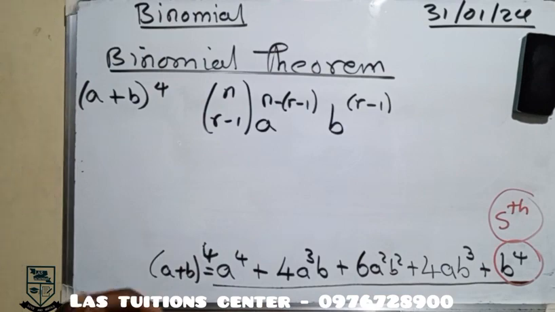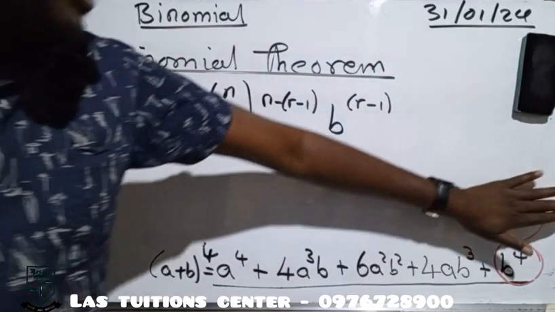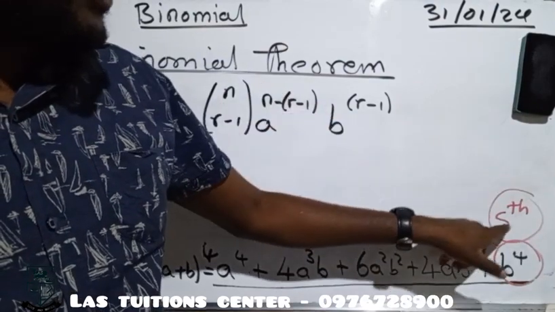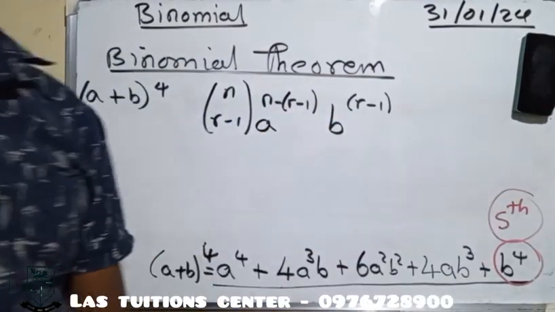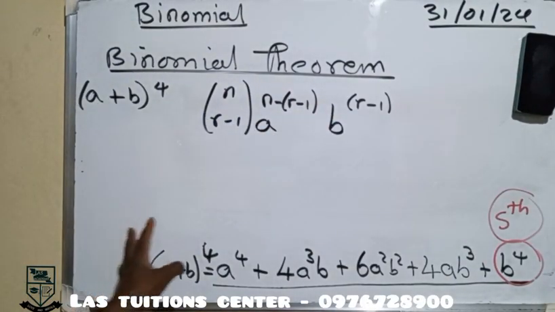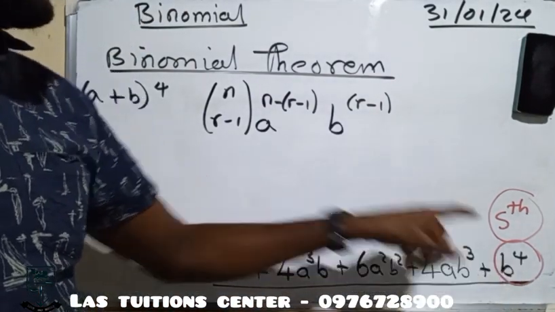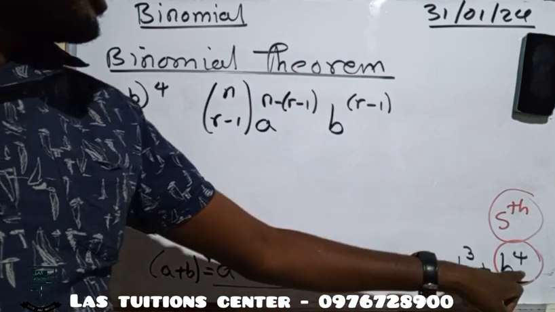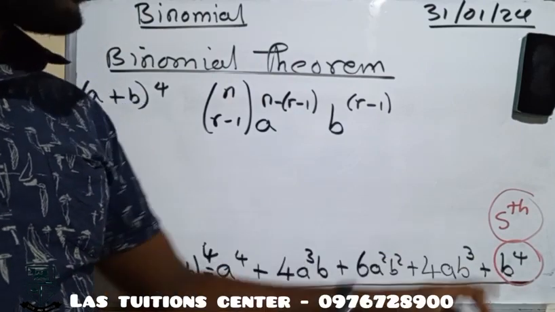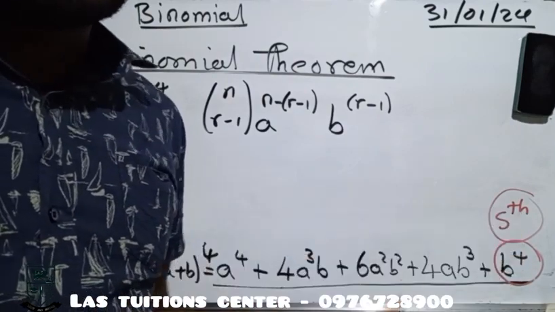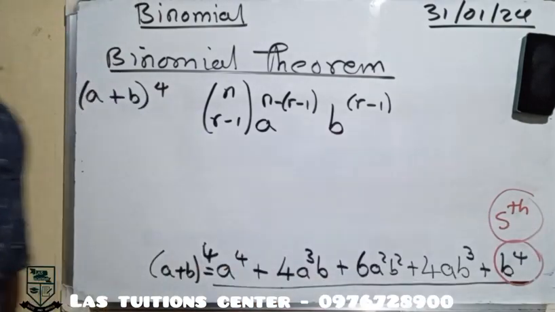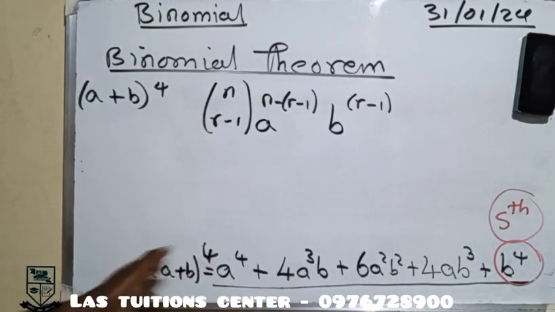We'll replace it with 5. No. Since we assume we don't know, we want to confirm whether it will be the fifth term. So we assume this one is not there. We also want to confirm whether the term that doesn't have an x is b to the power 4. And we also want to confirm the term. What term is it? So we want to use this formula and confirm what we have here.